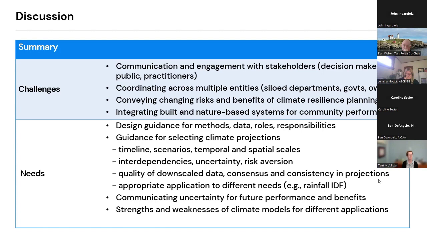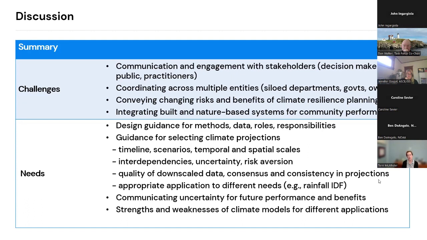leading practices, were design guidance for methods, data, roles, and responsibility, guidance for selecting climate projections, and you can see the list here. There's a lot of work. There's all these issues that we've all talked about: timeline scenarios, temporal and spatial scales, interdependencies, uncertainty, varying degrees of risk aversion, quality of downscaled data for regional work, and associated consensus and consistency in those downscaled projections.